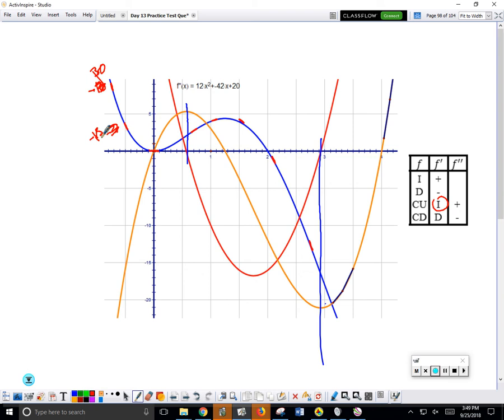Cool. Please, can we do 22 on the green copy? Yes.